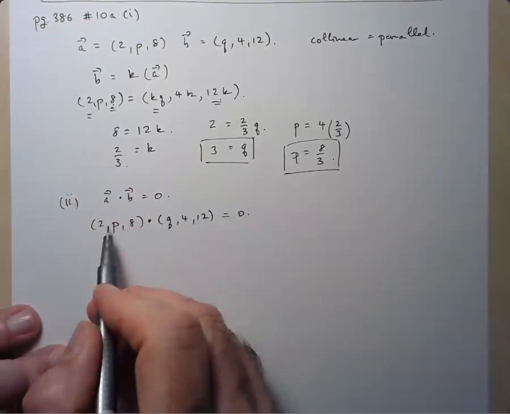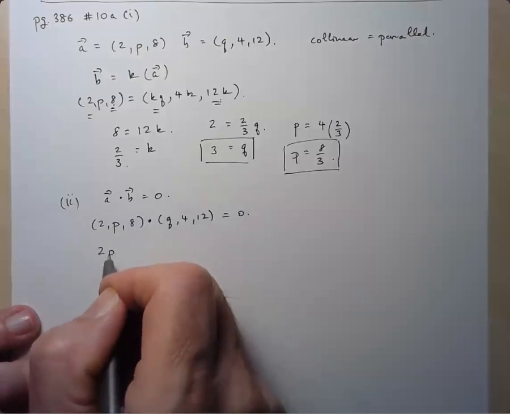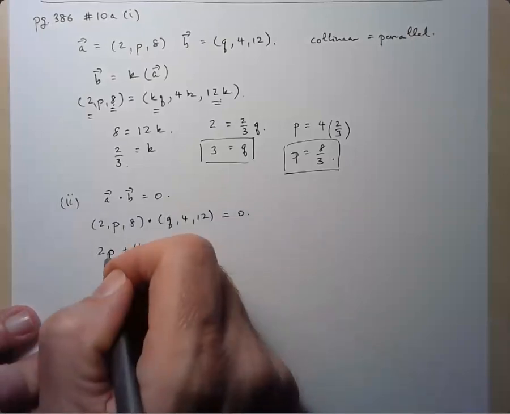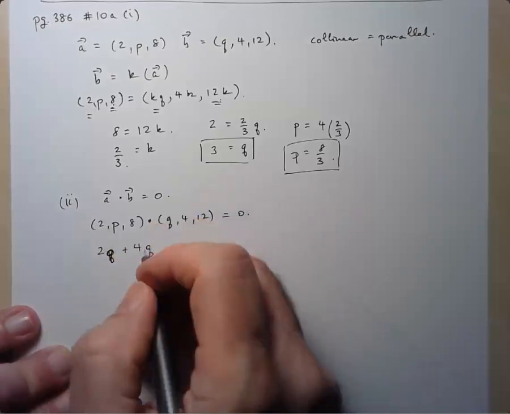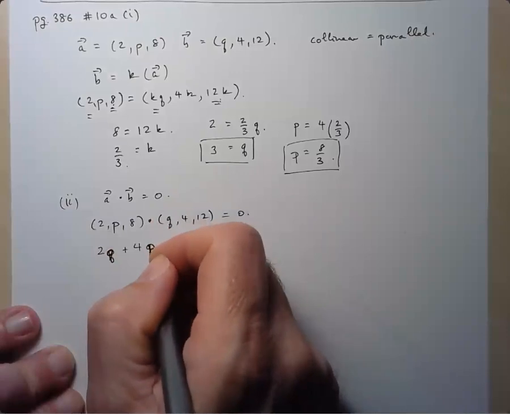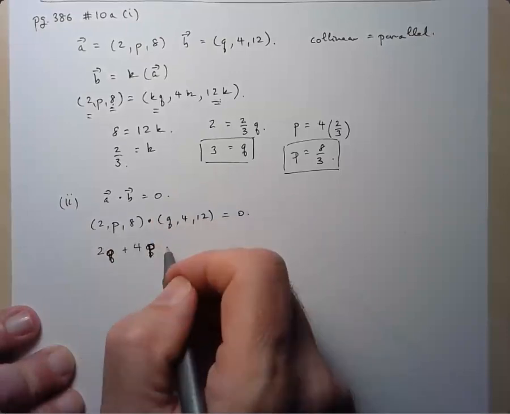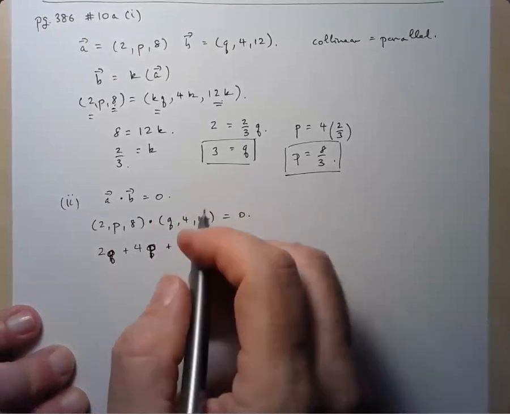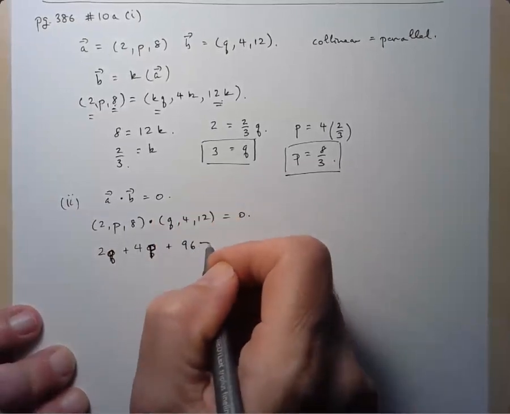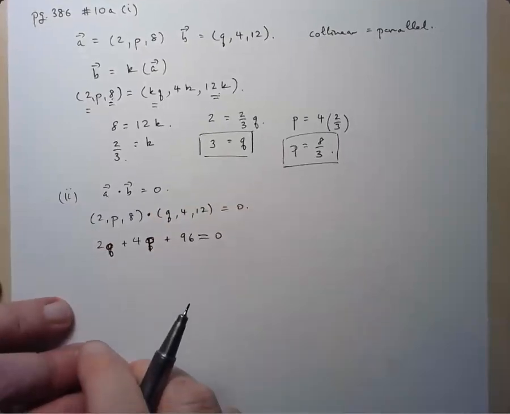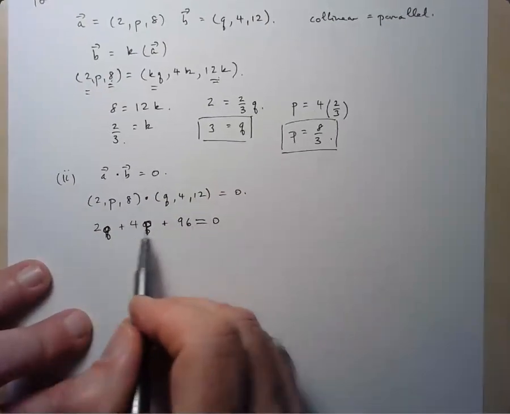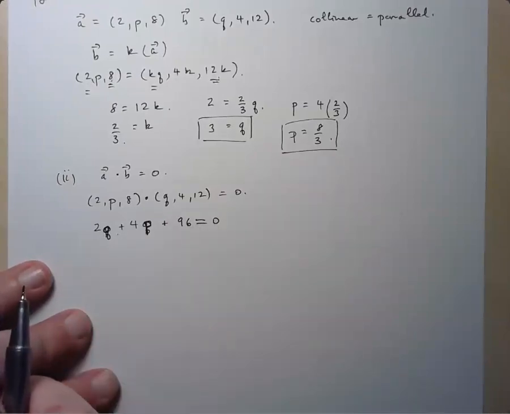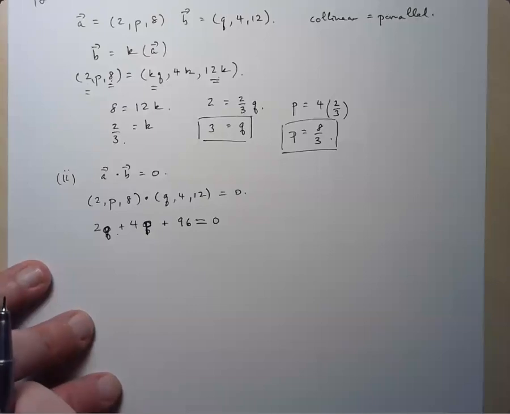So now let's perform the dot product. So 2q plus 4p. Sorry, I went a little too fast. Plus 8 times 12 is 96. Has to be equal to 0. And notice here that you have a single equation with two unknowns. So what this tells you is that there's more than one answer.